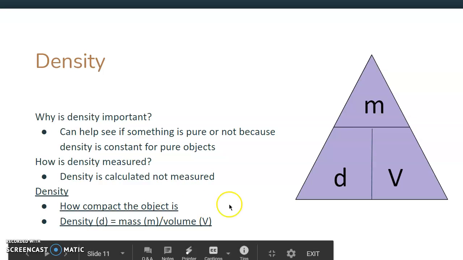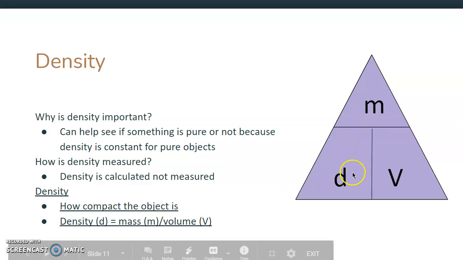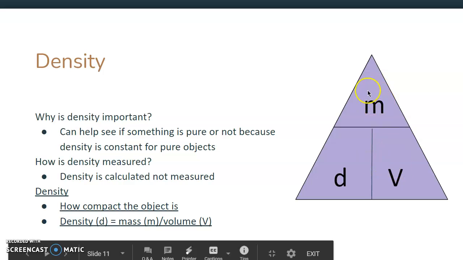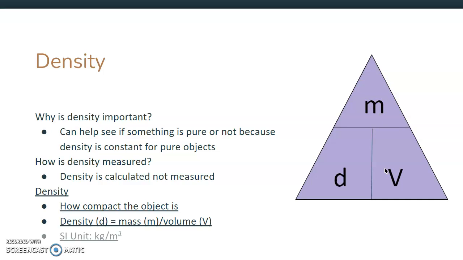If we are struggling to remember the equation, I like to use this triangle to remember it. So our density is equal to our mass, which is on top of our volume. So just one way to think about it. And then the SI unit is we're going to take the SI unit from our mass and the SI unit from our volume and put them together. So it is a kilogram per meter cubed.